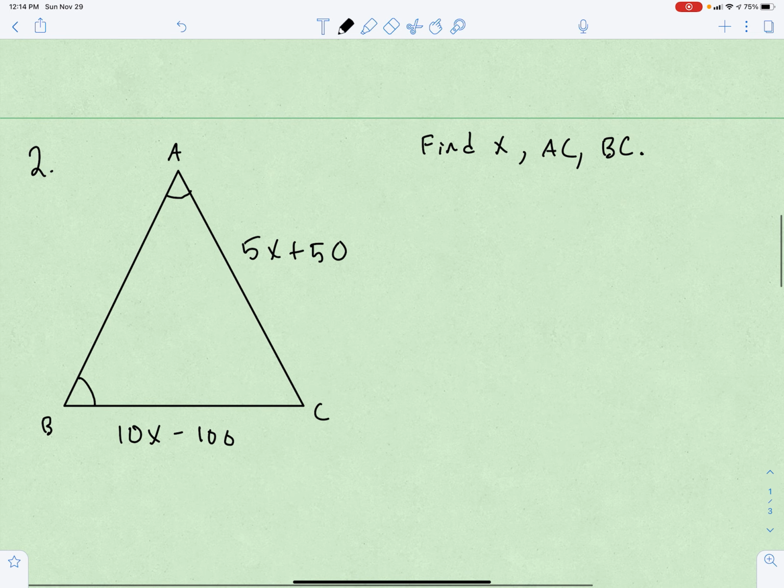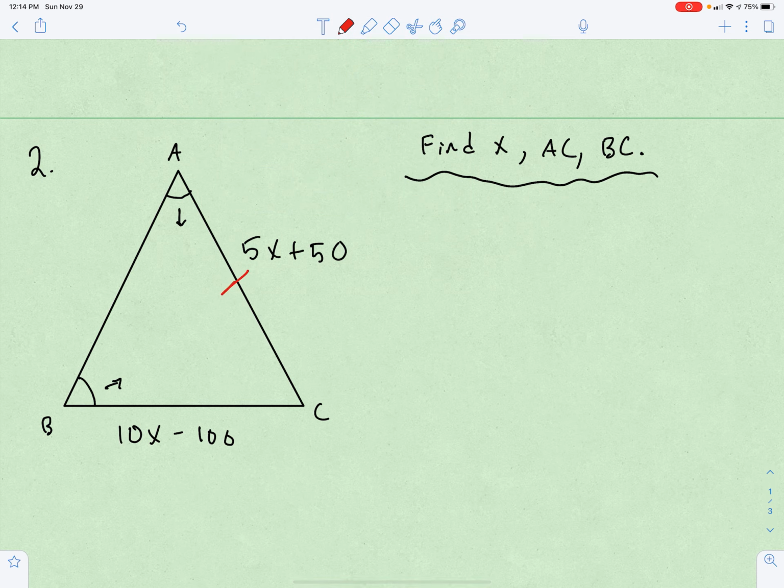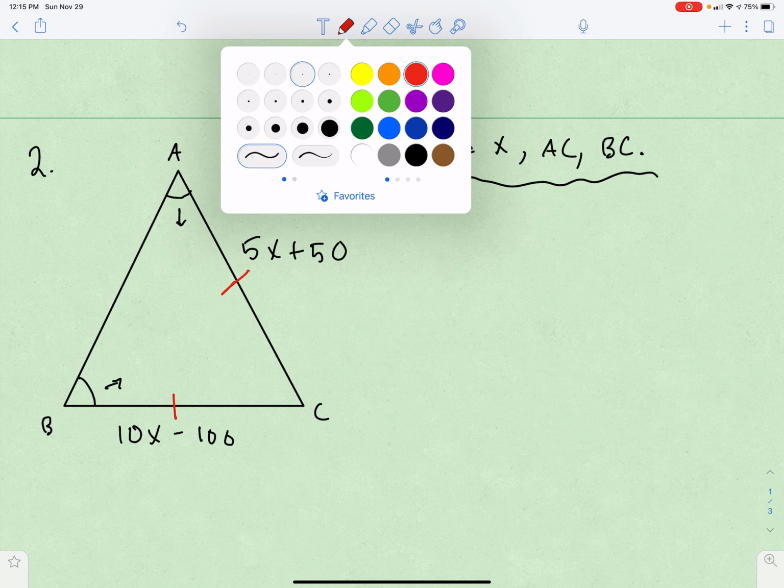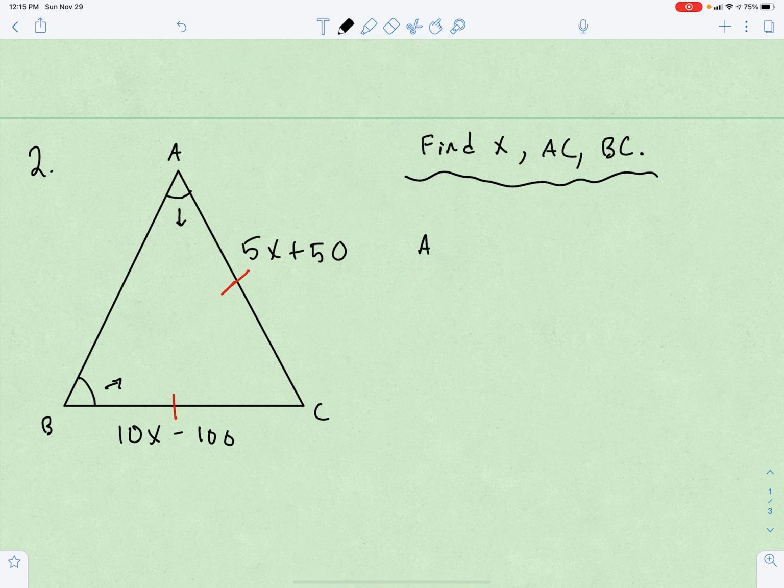Moving to example 2. If I have this triangle ABC, you can pause and take your time to draw it. Triangle ABC, and I know that A and B are congruent. I know right off the bat this is an isosceles triangle. The thing we're going to try to do is find x, AC and BC. If I draw my arrows from these two angles, that tells me that this side here is congruent to this side. So AC is congruent to BC.